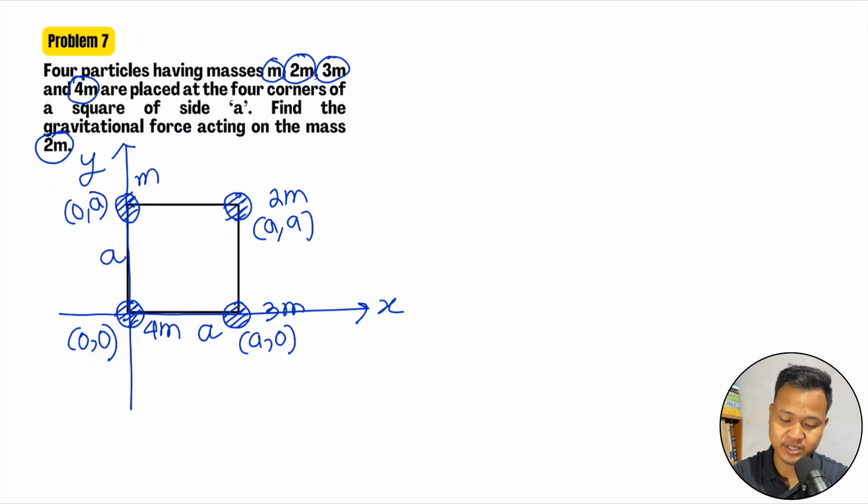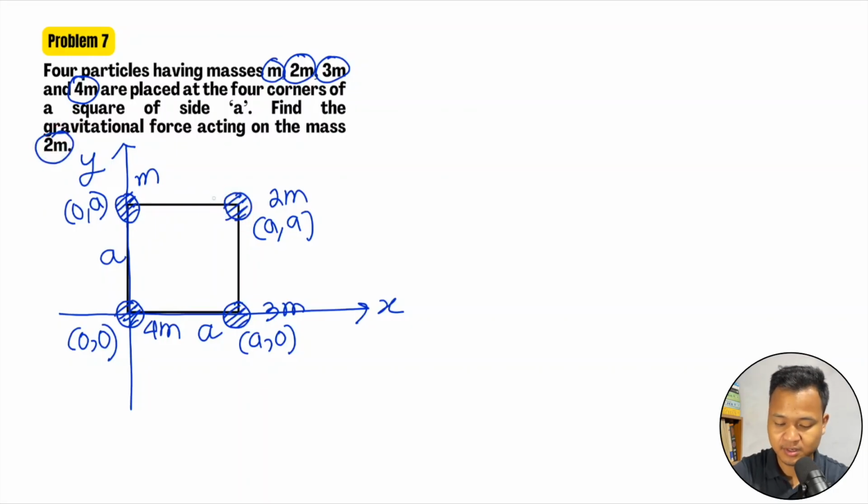The side of the square is a, so the diagonal is root 2 times a. Half of the diagonal is root 2 times a divided by 2, that means a by root 2, from the center of the square. The question asks for the net force on 2m, so that means we have to find it here.